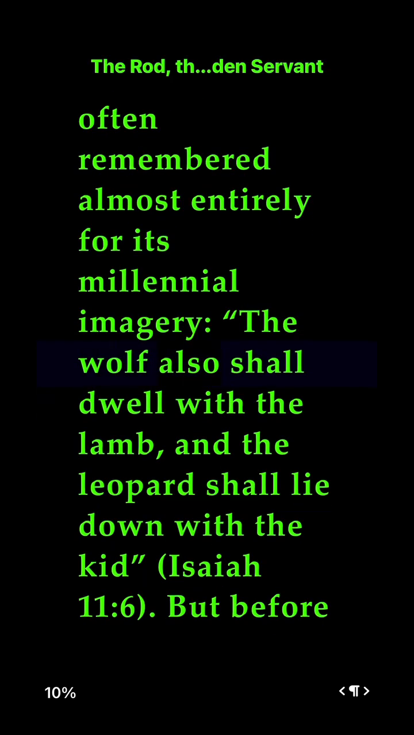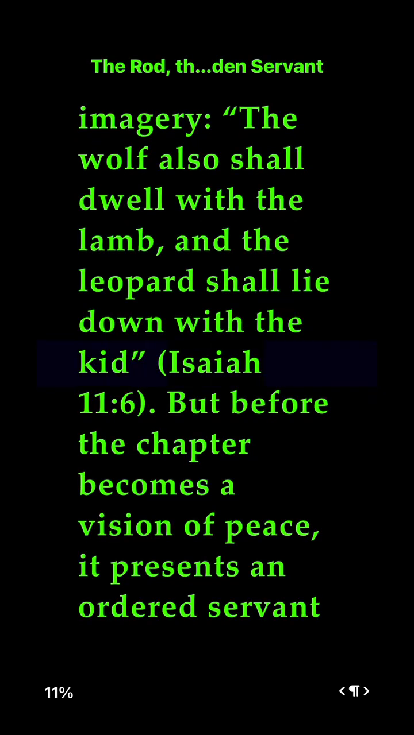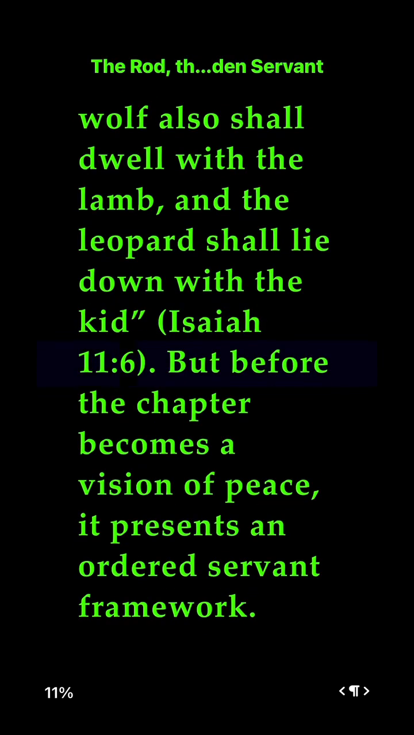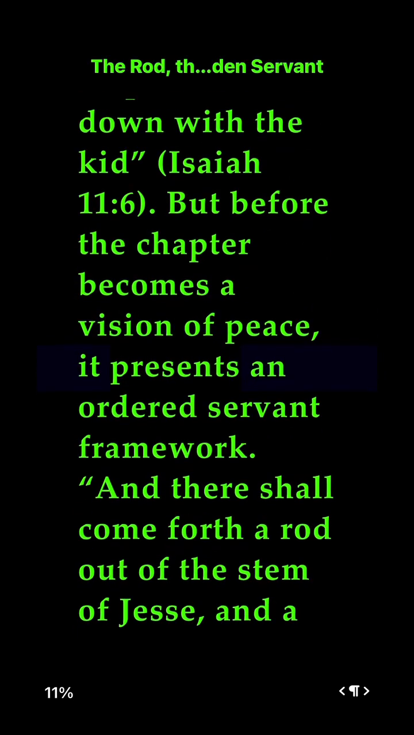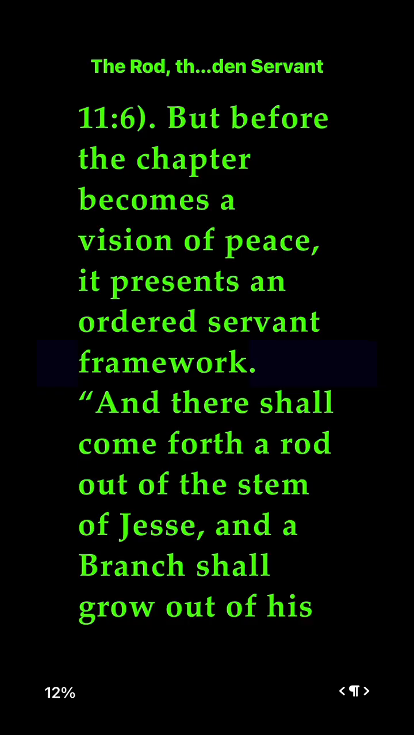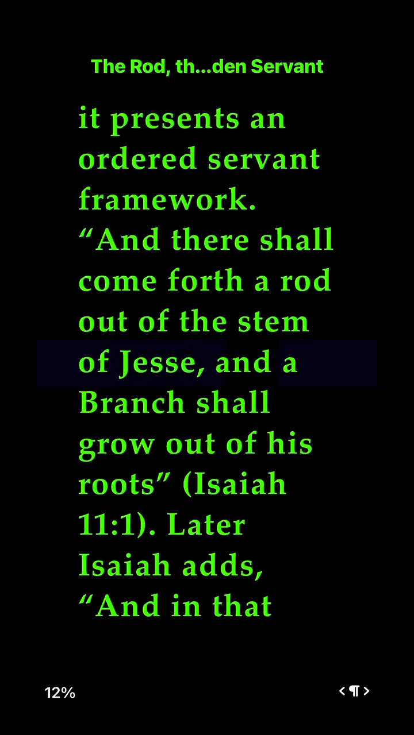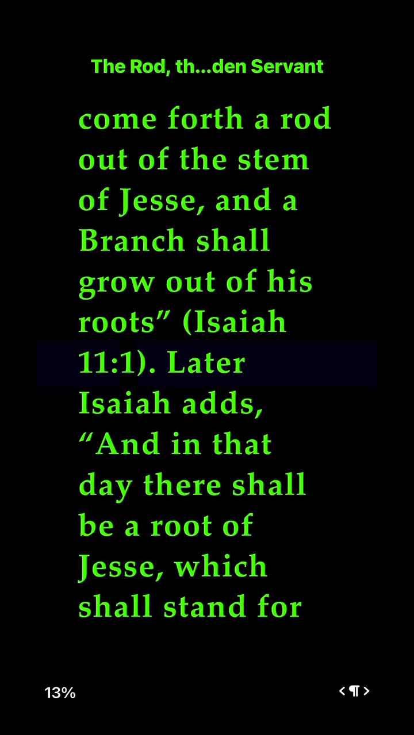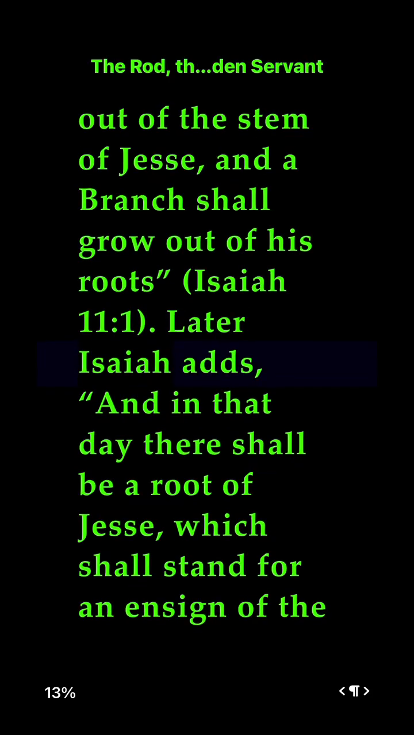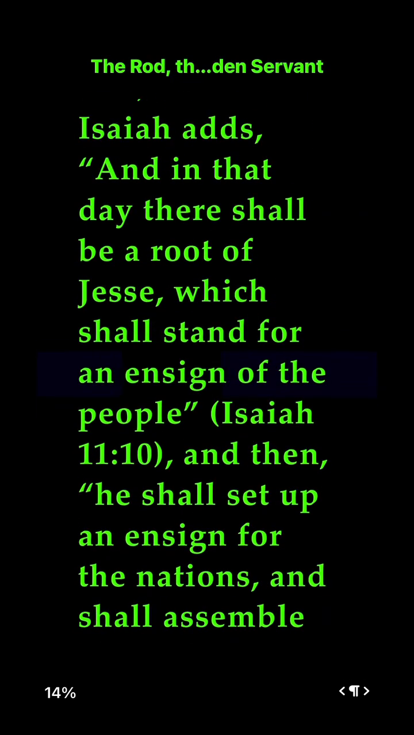"The wolf also shall dwell with the lamb, and the leopard shall lie down with the kid." Isaiah 11:6. But before the chapter becomes a vision of peace, it presents an ordered servant framework. "And there shall come forth a rod out of the stem of Jesse, and a branch shall grow out of his roots." Isaiah 11:1. Later Isaiah adds, "And in that day there shall be a root of Jesse, which shall stand for an ensign of the people."